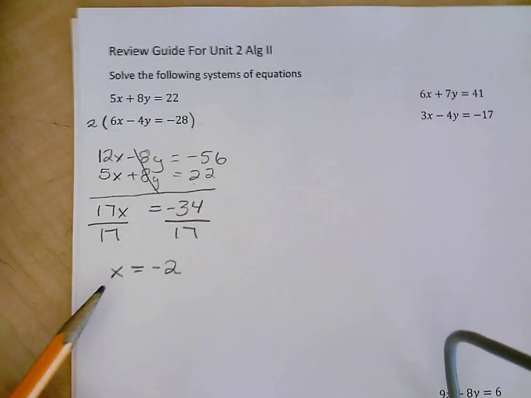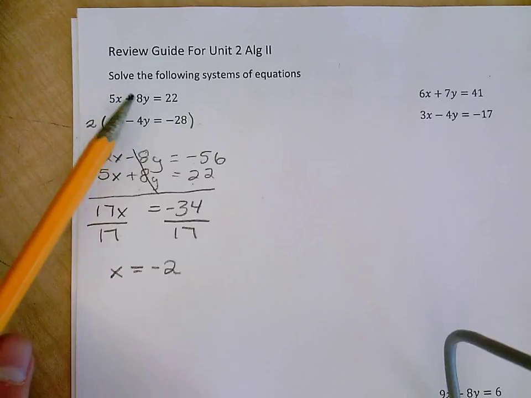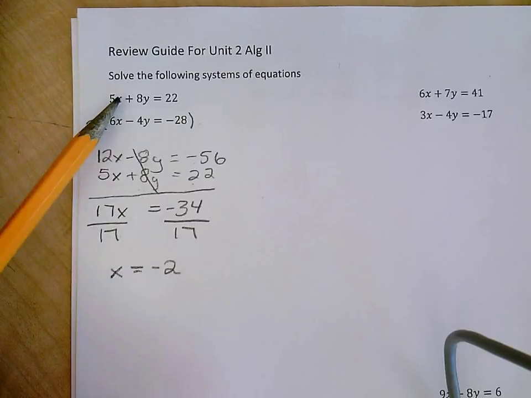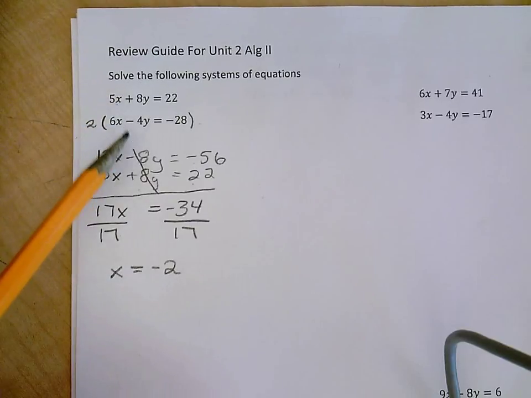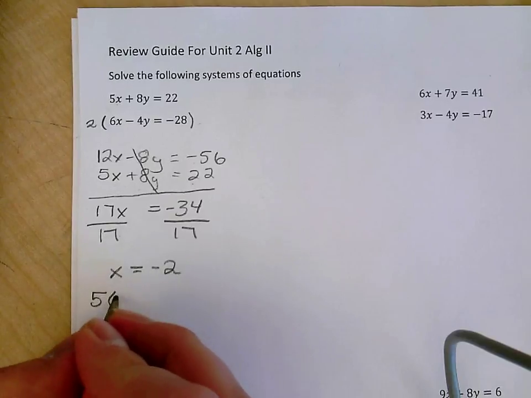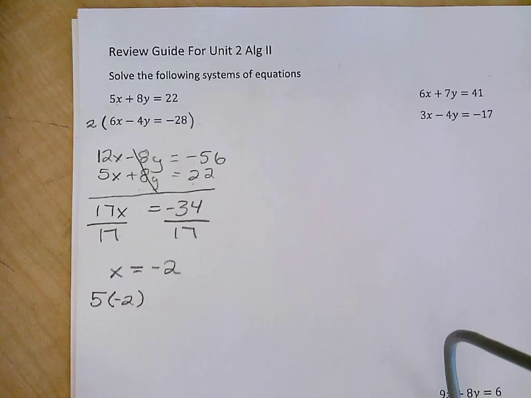So I just found my x, but now I need to find my y. And remember, this is a point. This is point xy. This is the point at which these two lines cross. So what I'm going to do now is take this x and plug it into either the first original equation or the second original equation. I'm just going to plug it into the first. It doesn't actually matter though. So I'm going to take 5 and instead of writing x, I know that x is negative 2. So I'm going to put in negative 2 for x.